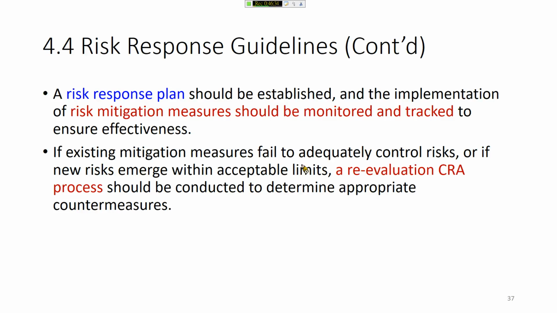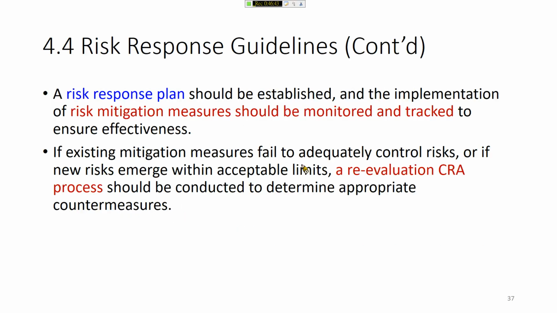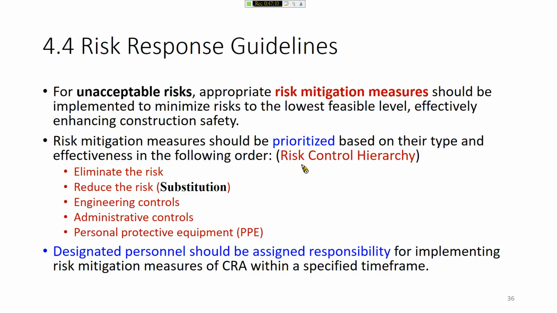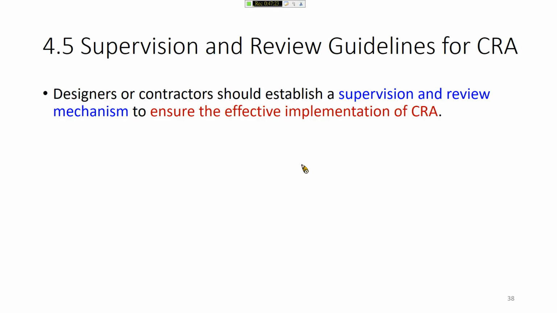After you plan the risk response measures, you have to summarize the risk response plan for the project. For each operation, especially the operations you have identified as high risk, you need to prepare a risk response plan using either elimination, substitution, engineering control, or administrative control approach. And then the designer and contractor should also supervise. They have to establish a supervision or review mechanism to make sure of the effective implementation of CIA.